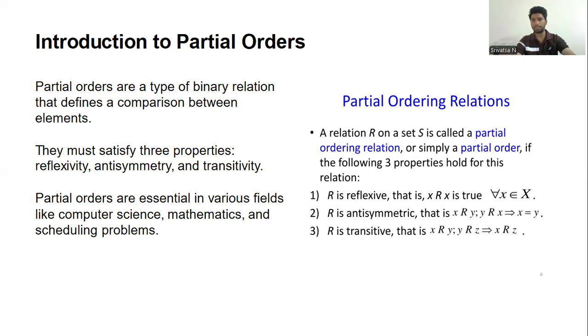As there's an image here which makes sense like a text: partial ordering relations. There are three conditions present here. The first condition is R is reflexive, that is, x R x is true for all x belonging to X. R is antisymmetric: if x R y and y R x, then x is equal to y. And R is transitive: when x relates to y and y relates to z, then x relates to z. That is the transitive property. All three conditions have to be satisfied in order to be a partial order.